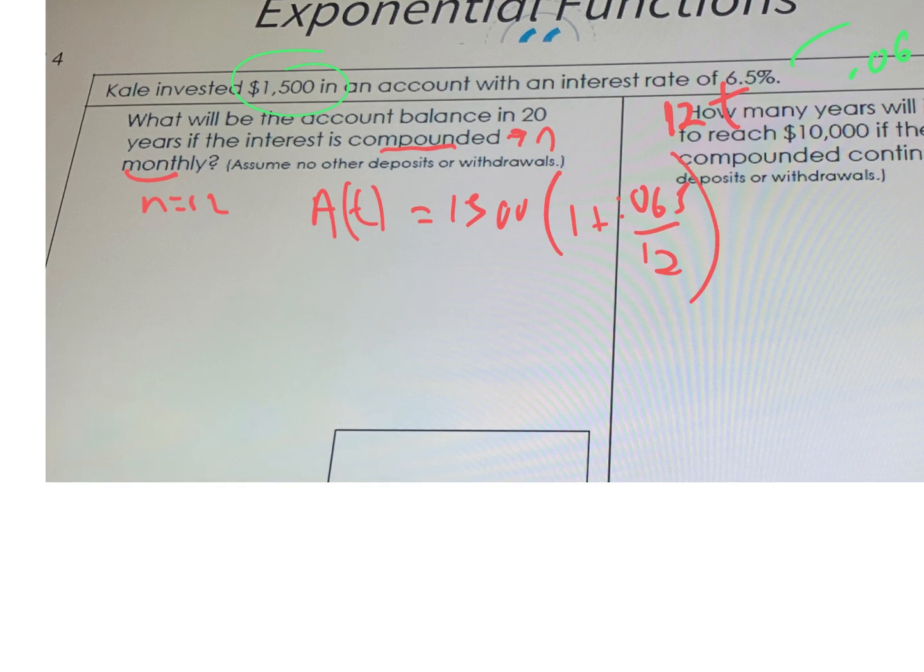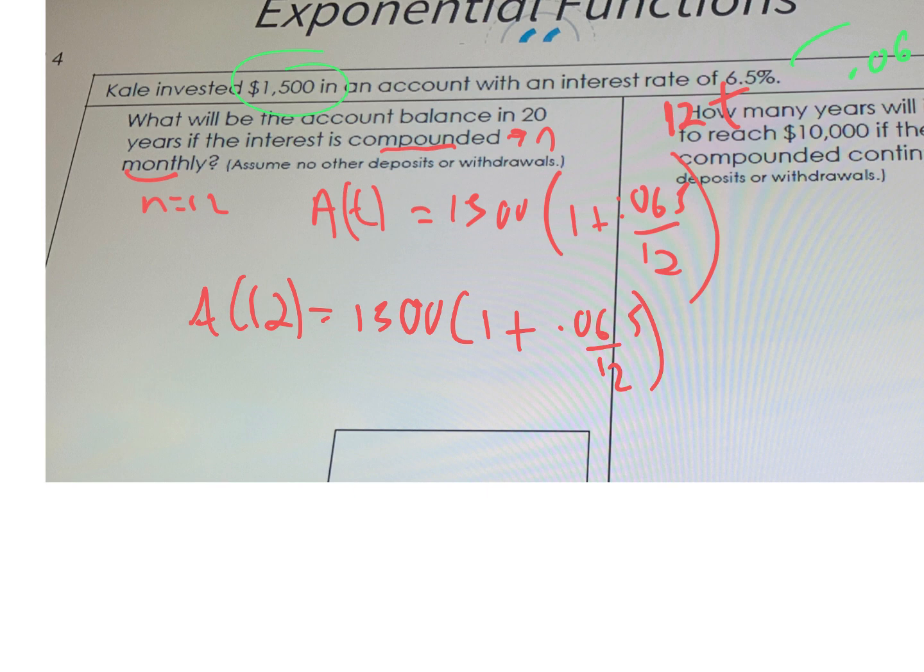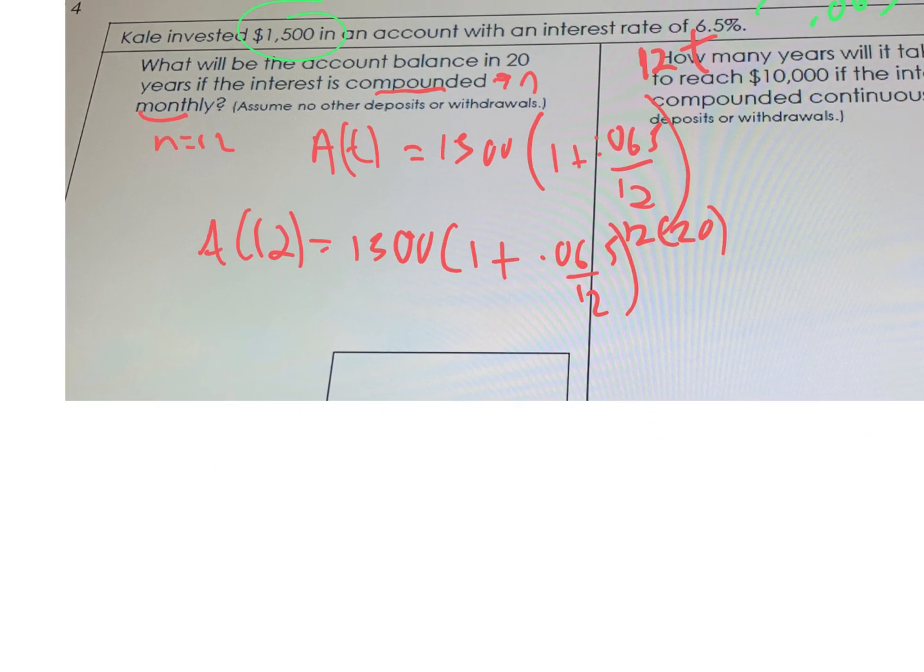All right, NT, 12T. A of 12 equals 1,500 times... I'm not going to do that math right now. I'm just going to let my calculator do the work. 12 times 20. Can we just key that whole thing in the calculator right now? I'm too lazy to do any mental math. I got 5,484.67. Put a dollar sign.